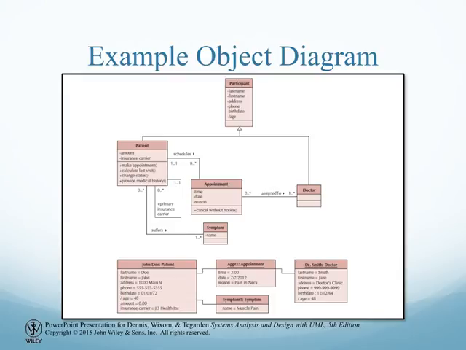Also notice that we've instantiated the doctor object, and so the doctor, who also is related to the appointment, right? Because the patient has the appointment with the doctor. So this is an association relationship.